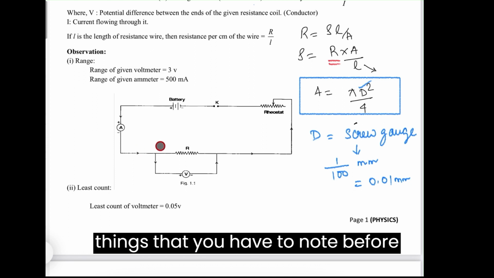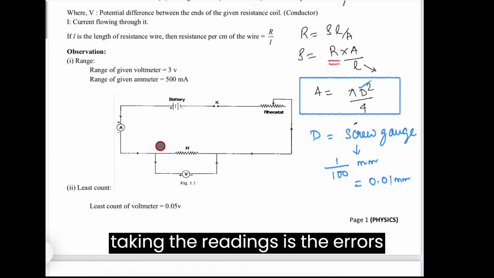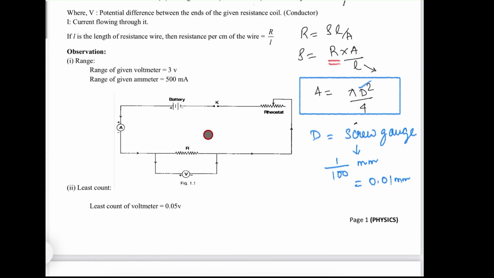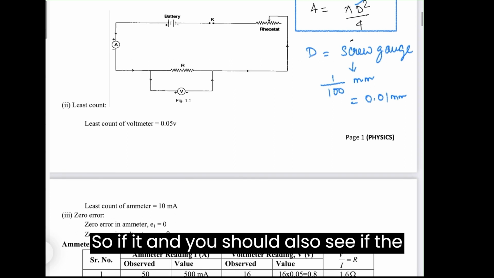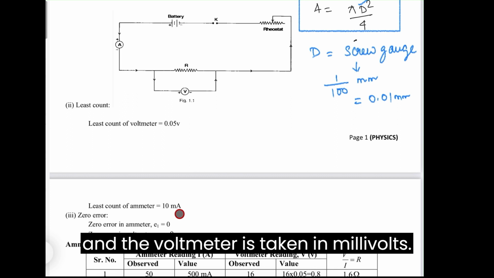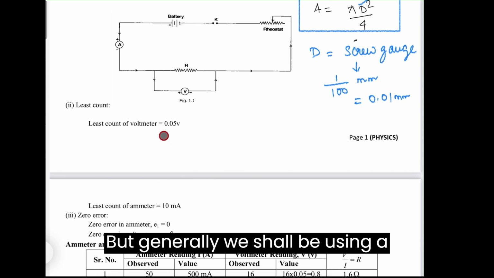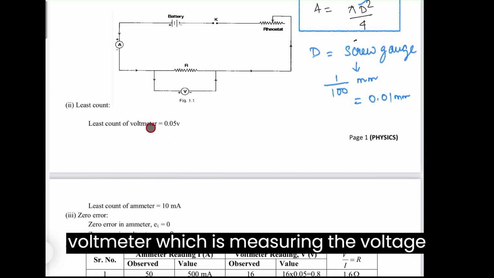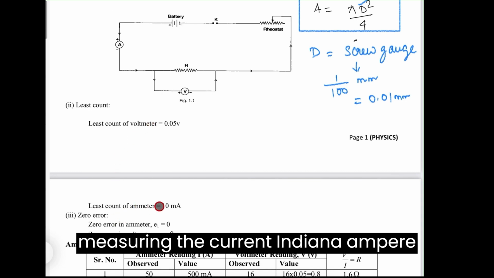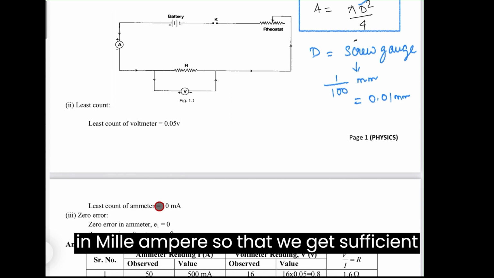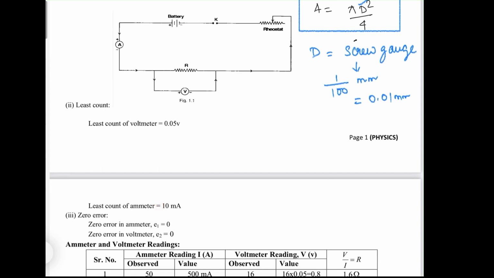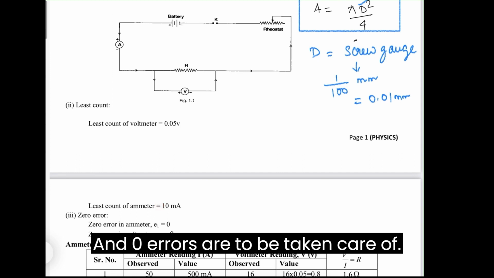And some things that you have to note before taking the readings is the errors on the ammeter and voltmeter, and also their least count. You should also see if the ammeter is taken in milliamperes and the voltmeter is taken in millivolts, but generally we shall be using a voltmeter which is measuring the voltage in volts, and an ammeter which is measuring the current in milliampere, so that we get sufficiently good readings and the readings are not too small to be noted, and zero errors are to be taken care of.